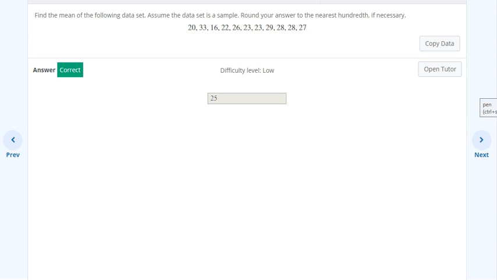And for this one, rather easy as well. It's nice to have a few easy ones. We have 11 items of data, so we're going to add these all up, divide by 11, and we get 25. That would be the arithmetic mean, or the average.